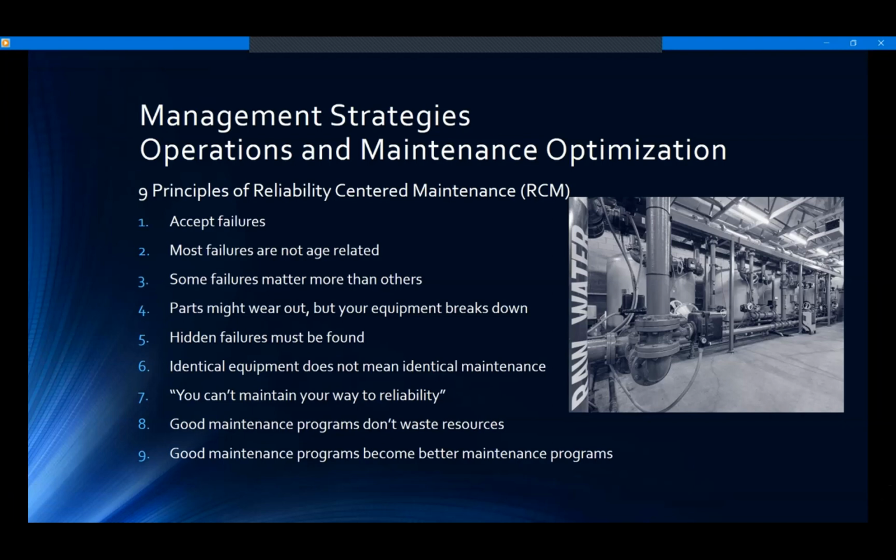Good maintenance programs become better maintenance programs. The most effective maintenance programs are dynamic. They are changing and improving continuously. This is the one thing I love about working at Covington Water District. We hang our hats on continuous improvement. I love that. When improving your maintenance program, you need to understand that not all improvements have the same leverage.